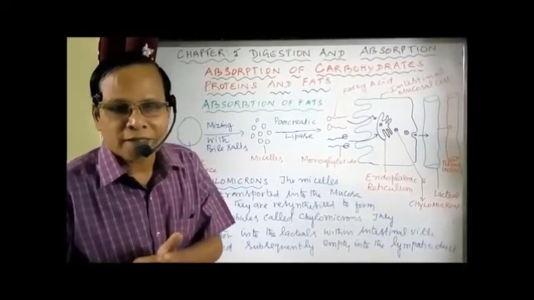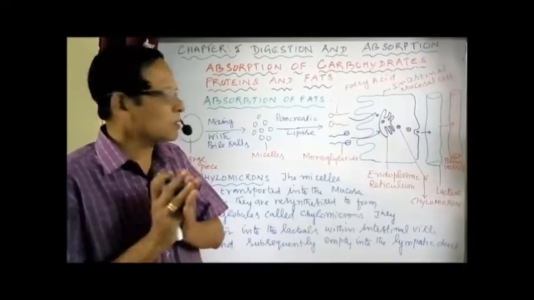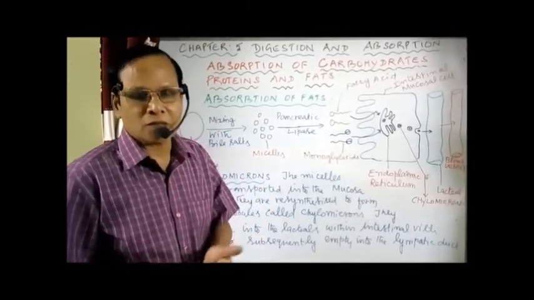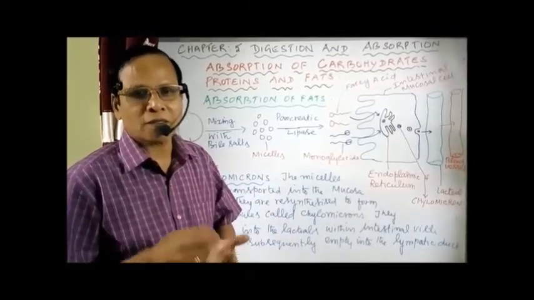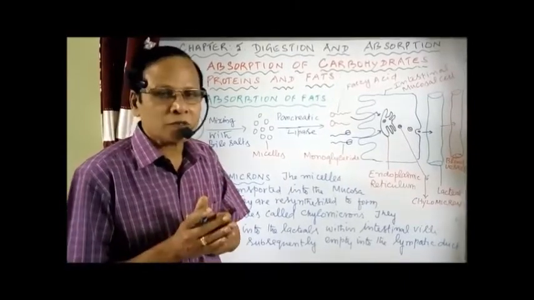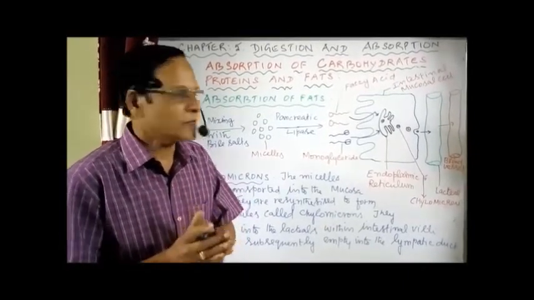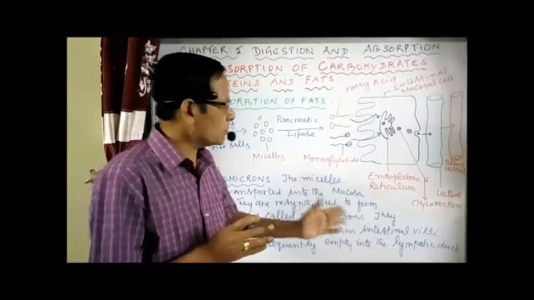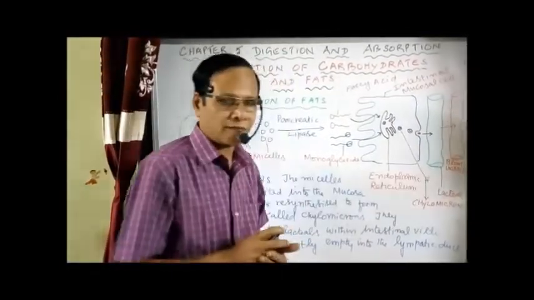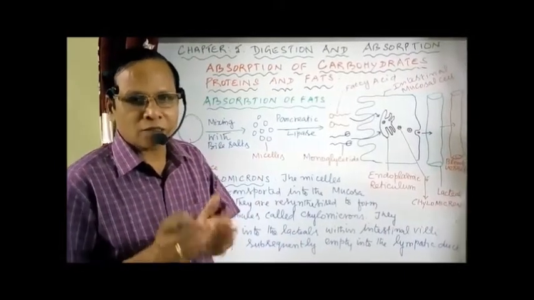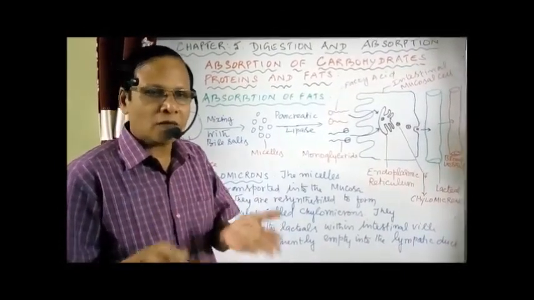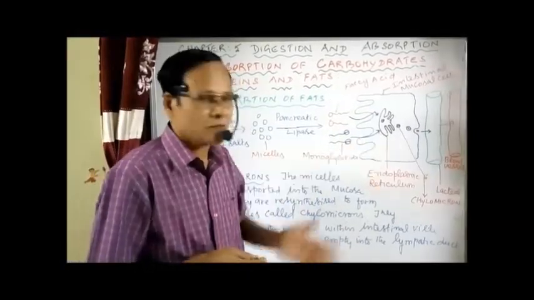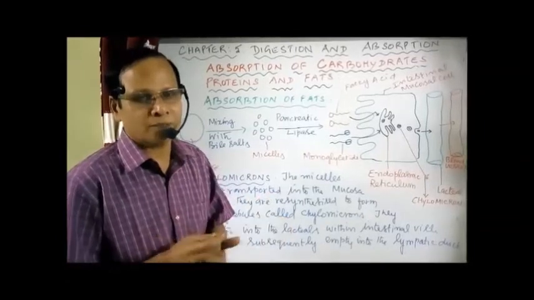While fatty acids and glycerol are absorbed by the lacteals, other materials like glucose, fructose, galactose, amino acids or electrolytes are absorbed directly into the bloodstream, either actively or passively. So fatty acids and glycerol are absorbed by the lacteals, the lymphatic duct.